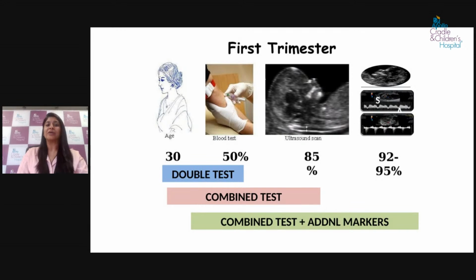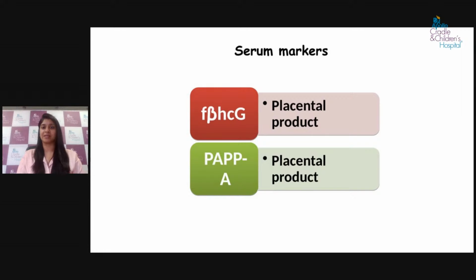So when you combine the blood test, that is the double marker test, and you're just looking at it, the sensitivity or the picking of the risk is only 50%. When I combine my blood test along with the ultrasound markers, then the efficacy of the test improves to about 85%. And the combined test with additional markers, like any other markers that I've mentioned, if we see them, then the efficacy increases to 90 to 95%.